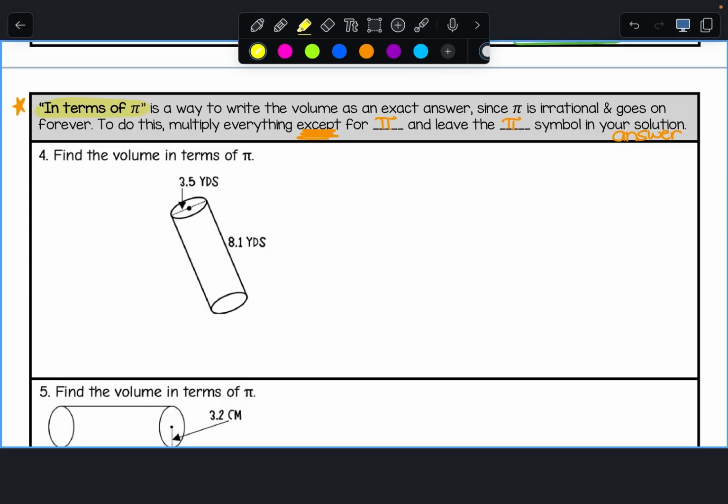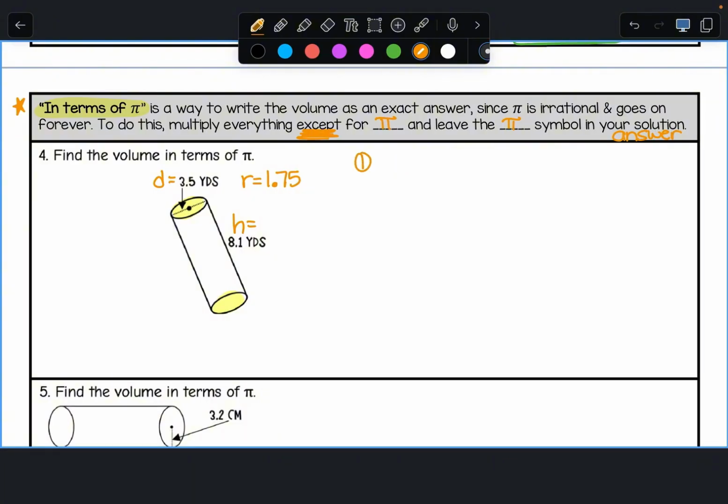You're going to highlight your bases. Find the height, find the radius. What is your height? 8.1. And then 3.5 doesn't represent radius, it represents diameter because it goes all the way across. So the radius is 1.75. Okay?